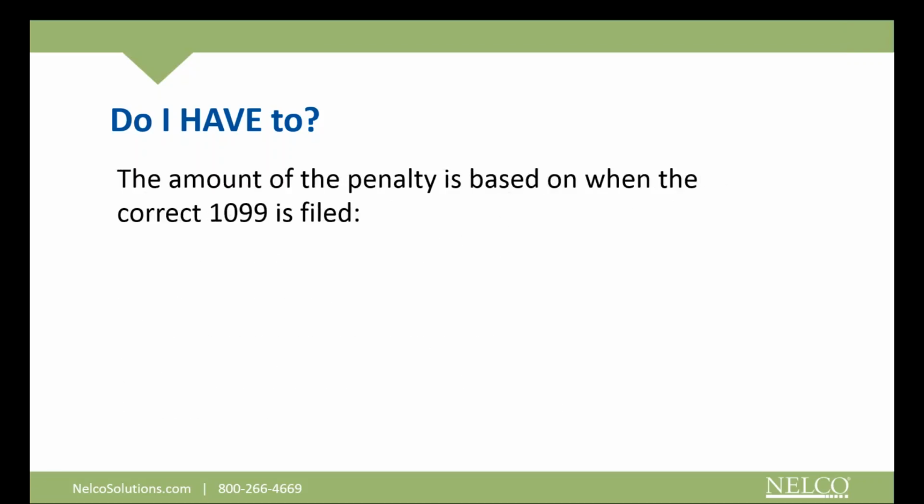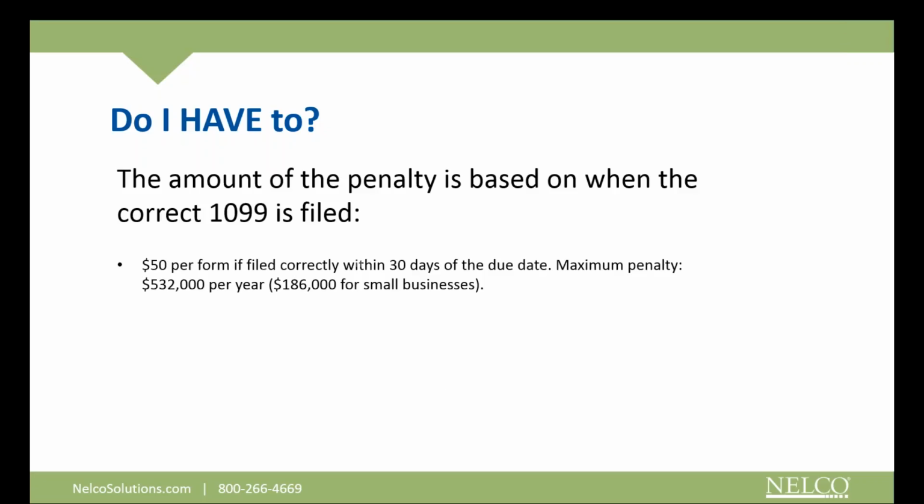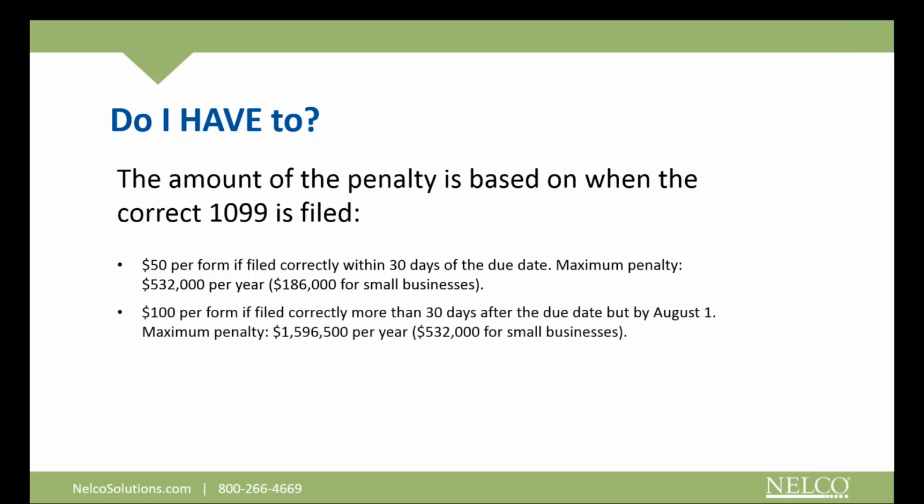How much that penalty is depends on when you fix that 1099, correct it and get it filed. It's $50 per form if it's filed correctly within 30 days of the due date. We'll talk about due dates again in a second, but if it's within 30 days, $50 per form, with a max penalty of $532,000, or $186 for small businesses. If you file correctly more than 30 days late, but before August 1st, the maximum penalty is $1,596,000, roughly $1.6 million, $532,000 for small businesses, $100 per form that was not filed correctly.